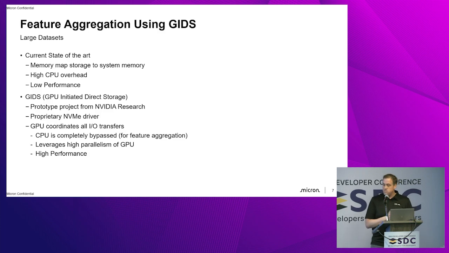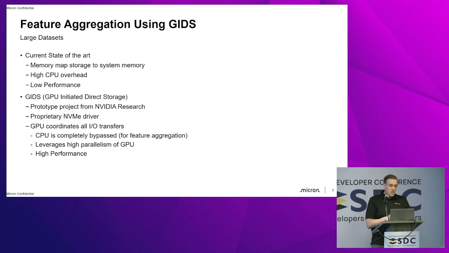For the project we've worked on and presented data on in the past, we worked with NVIDIA to use its GIDS, GPU-initiated direct storage. The current state of the art is memory-mapped storage, where you essentially have the data on the storage device treated as memory. When you try to retrieve the data from system memory, if there's a miss, then you need to go grab it from storage, but there's a lot of overhead with that within the CPU.